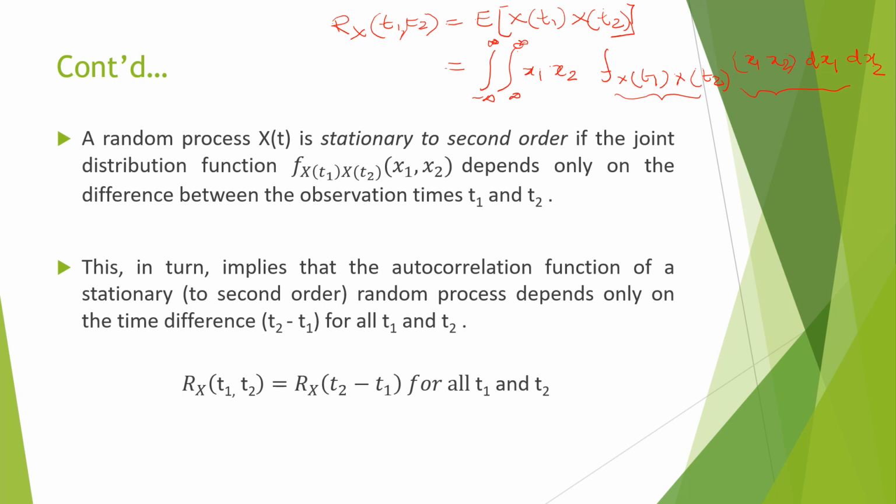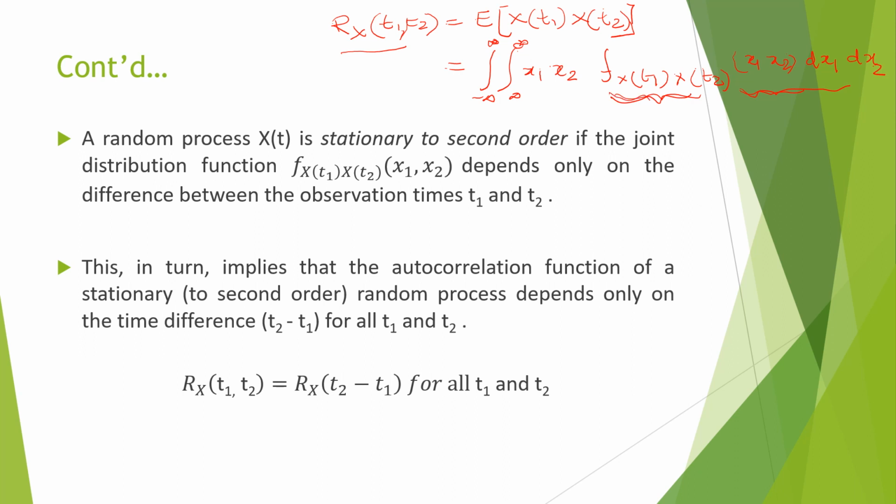So xt1 is the random variable at time t1, xt2 is the random variable at time t2. So the whole function denotes the joint probability density function. So this is the autocorrelation function of the random process at time t1 and t2.